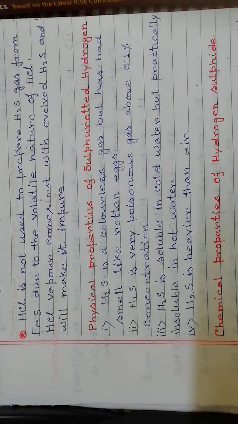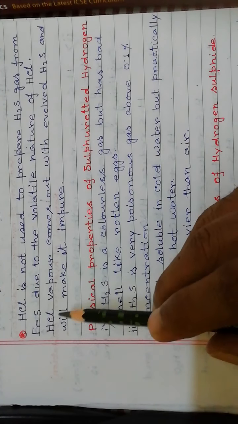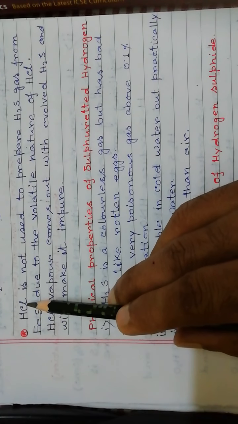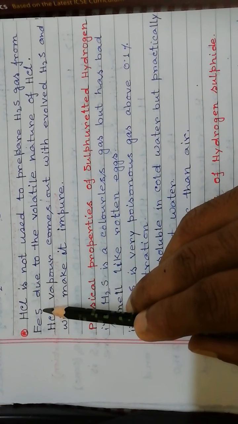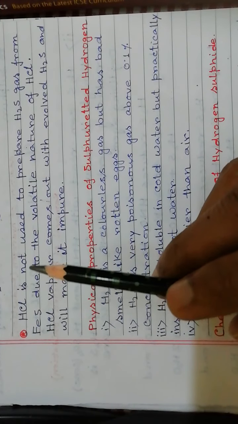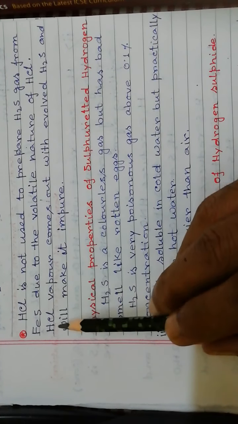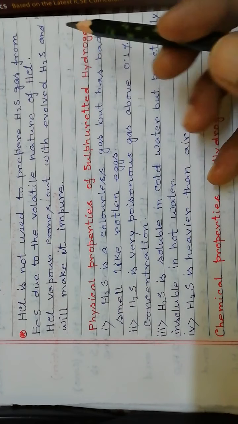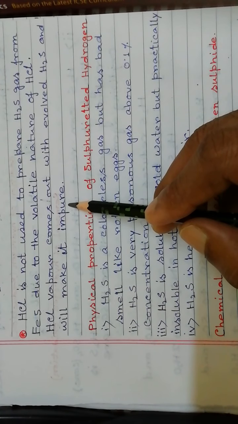Now HCl. Why is HCl not used? HCl is not used because it is a volatile liquid. That means it vaporizes at a low temperature. If HCl is used with FeS to produce FeCl2, H2S gas is produced, but HCl vapor comes out with the evolved H2S gas and will make it impure.